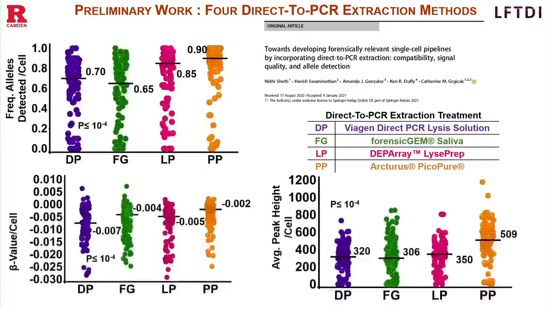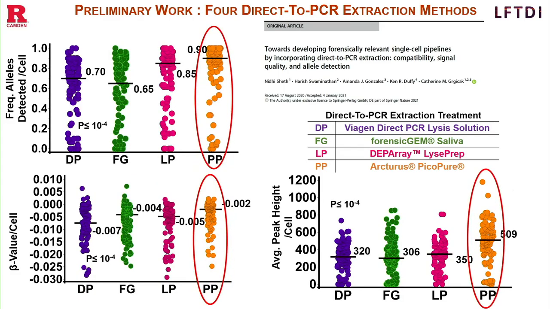We looked at 3 different matrices to evaluate the EPG quality. The first was the frequency of alleles detected. The second was the beta value, which is the sloping effect you would see with an increase in the molecular weight if there is a decrease in the peak height. And we also looked at the average peak heights per cell.